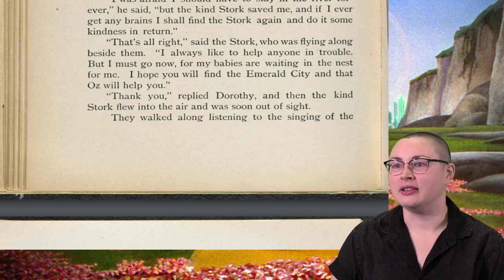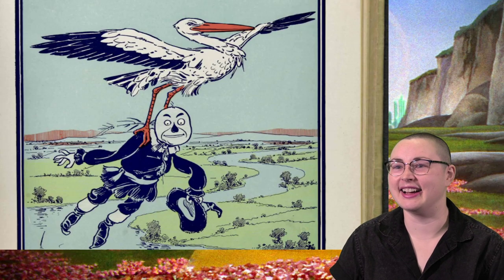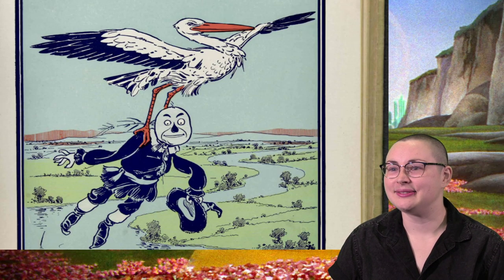They walked along listening to the singing. Oh, and here's our stork illustration. Aww.